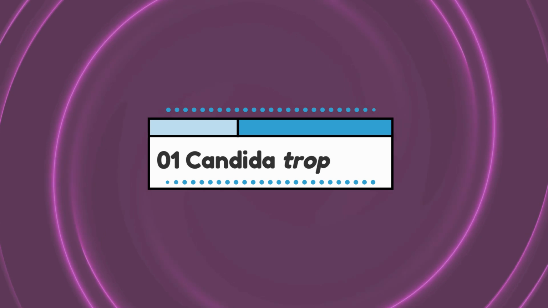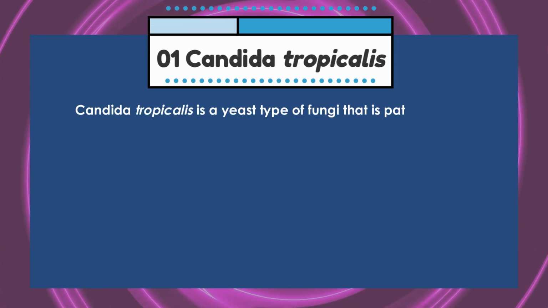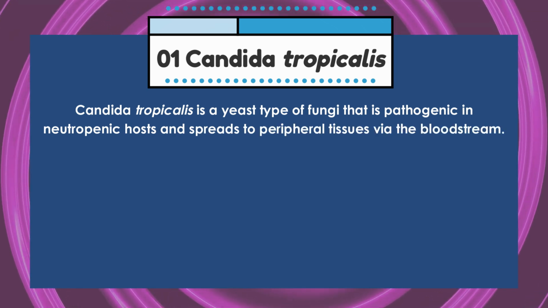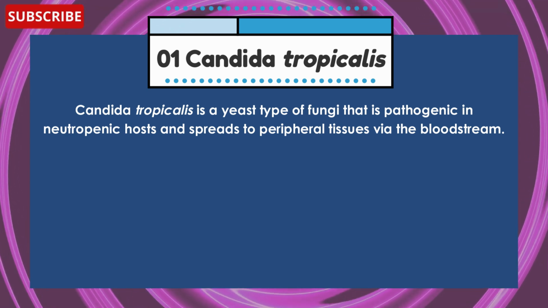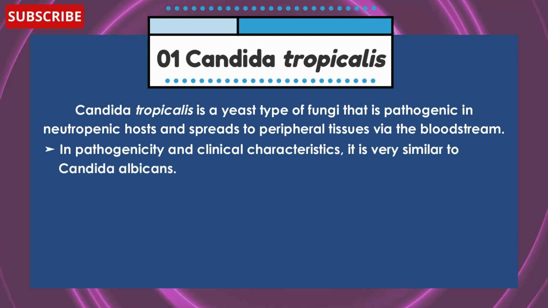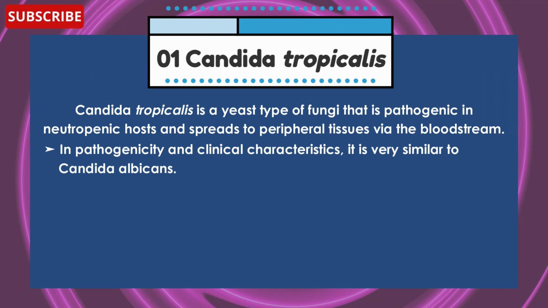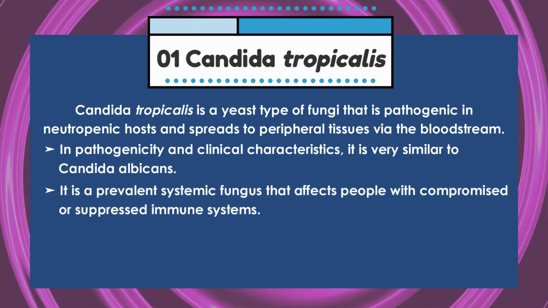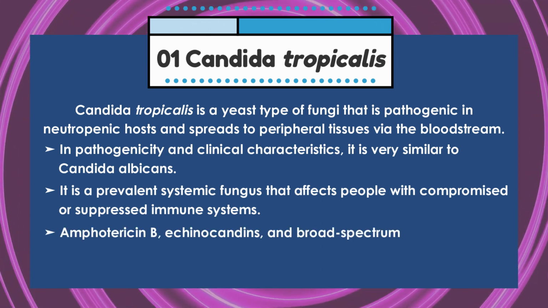Let's begin with the introduction of Candida tropicalis. Candida tropicalis is a yeast type of fungus that is pathogenic in neutrophilic hosts and spreads to peripheral tissues via the bloodstream. In pathogenicity and clinical characteristics, it is very similar to Candida albicans. It is a prevalent systemic fungus that affects people with compromised or suppressed immune systems.